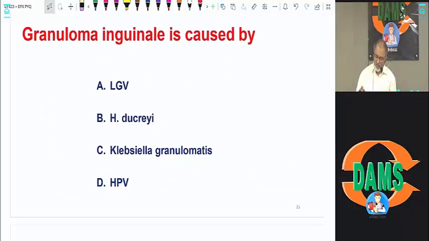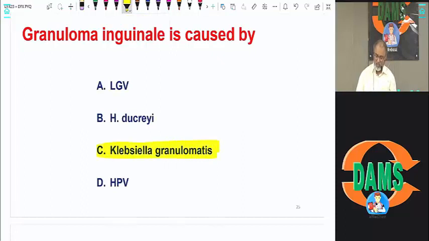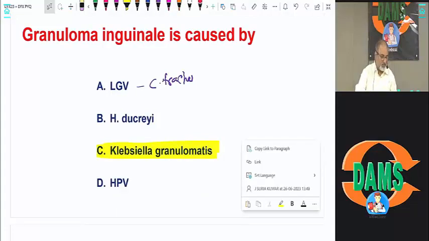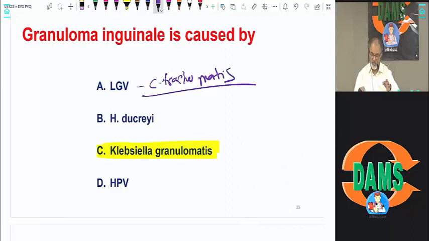Granuloma inguinale caused by? Klebsiella granulomatis. It's an STI. LGV caused by Chlamydia trachomatis.